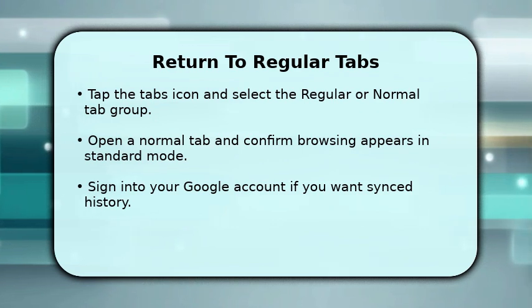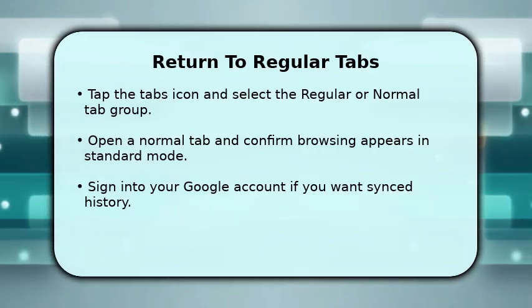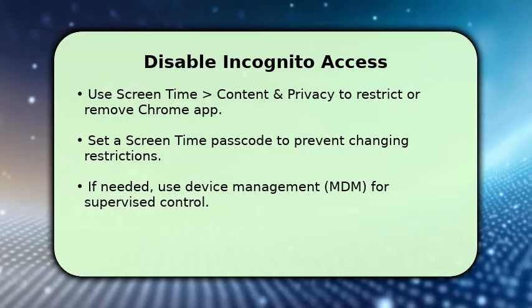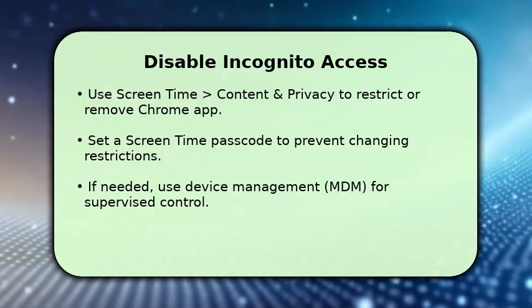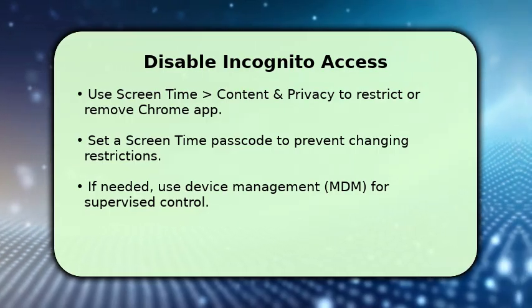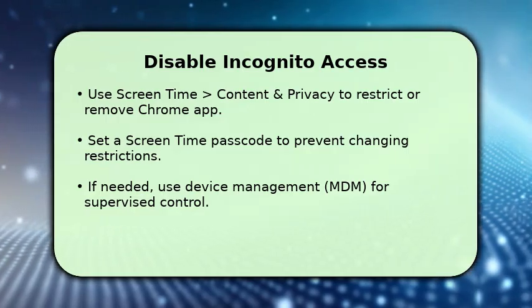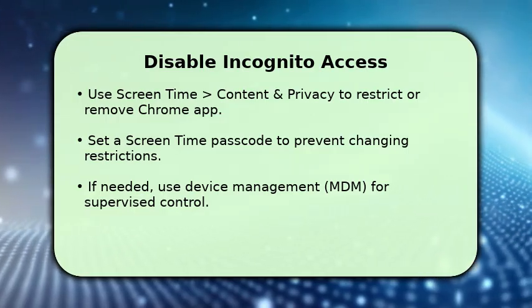To prevent Incognito reuse, use iOS screen time restrictions because Chrome has no built-in toggle to disable private mode. Go to Settings, Screen Time, Content and Privacy Restrictions, enable restrictions, then either disable the Chrome app under Allowed Apps or limit web content and require a screen time passcode.